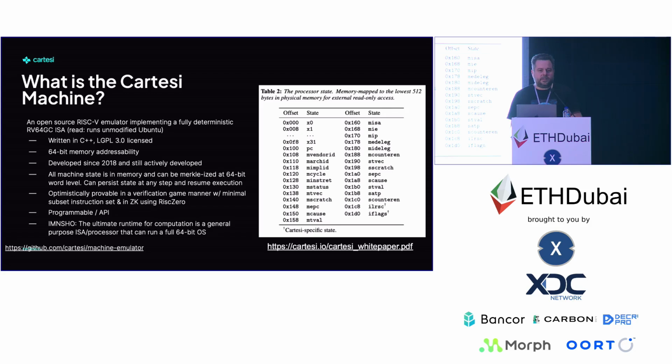Where this is interesting is that this is not some restricted small instruction set with only integers and memory access and those kinds of things. It's something that can actually run unmodified Ubuntu for RISC-V. It's not a new project. It's something that's been developed since 2018, and we're still developing on it. At any point of the execution history of the machine, all the machine state is in memory. You can turn it into one big Merkle tree, which means you can persist the machine at any particular step and resume execution from it.